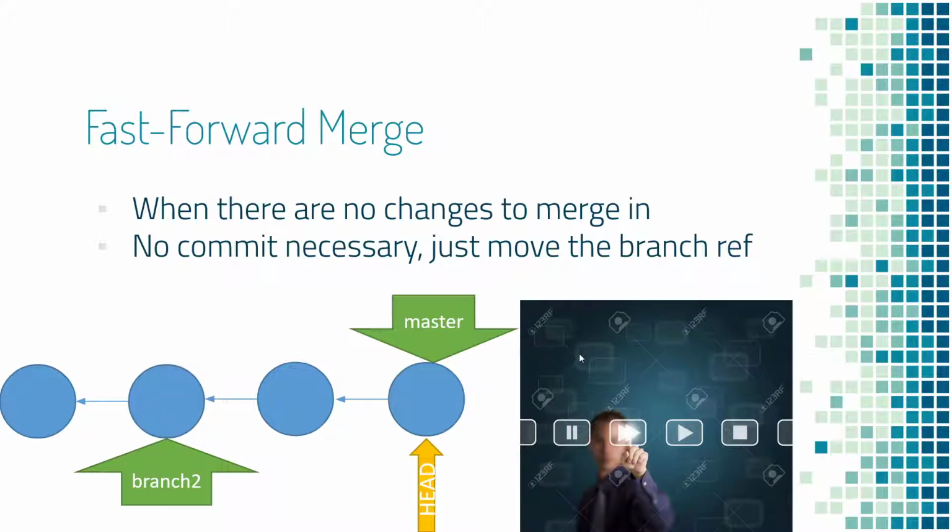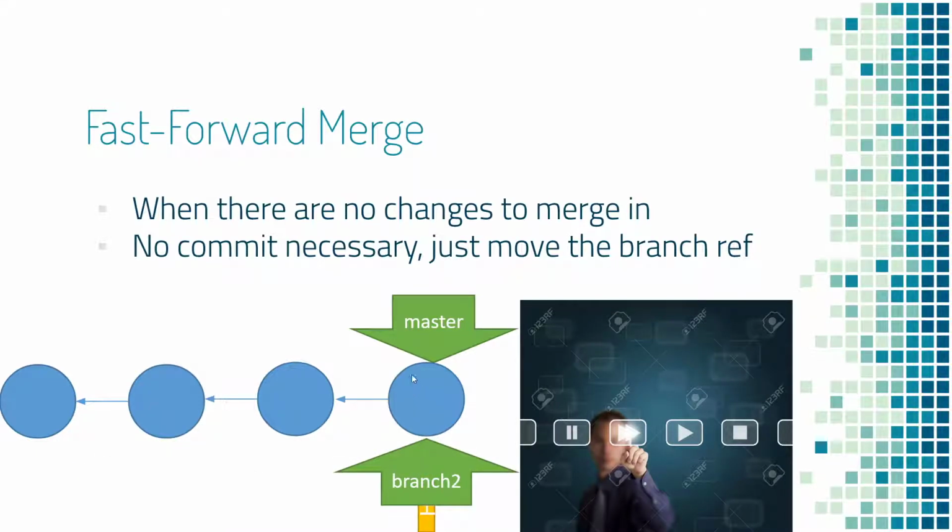So if you try to merge them, what Git will do is essentially called a fast forward merge, where it just moves the branch forward. It doesn't create a commit. It just changes what branch 2 points to. Because if you were to create a merge commit, it would just be empty. There's no changes to incorporate there.